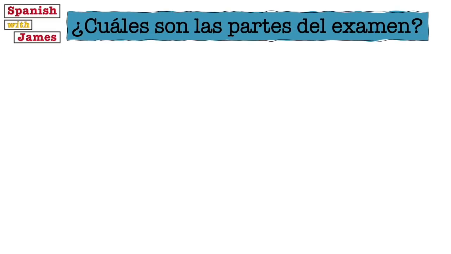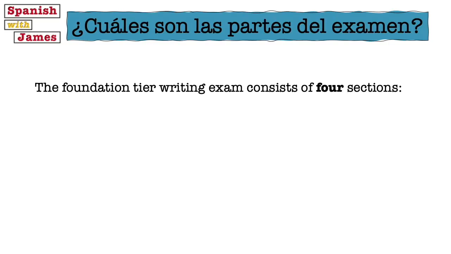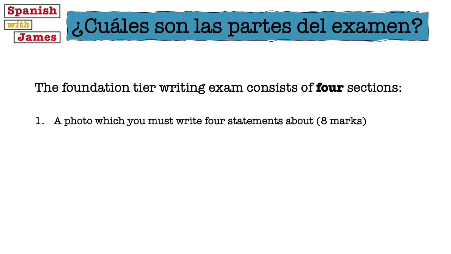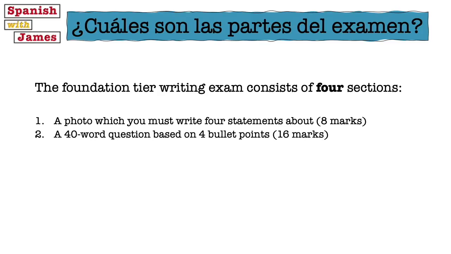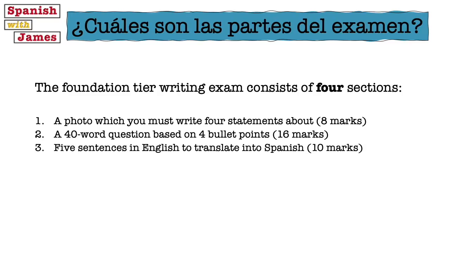So before we look at anything else, let's look at what the different sections of the exam are. So the foundation tier writing exam consists of 4 different sections, the first one of which is a photo which you need to write 4 statements about, and that one's worth 8 marks, so 2 marks per statement. The second section is a 40-word question which is based on 4 bullet points, and that one's worth 16 marks. The third section is a translation activity where you need to translate 5 sentences from English into Spanish.